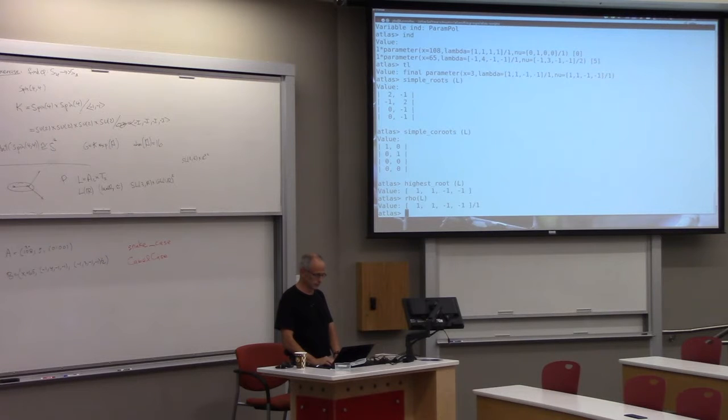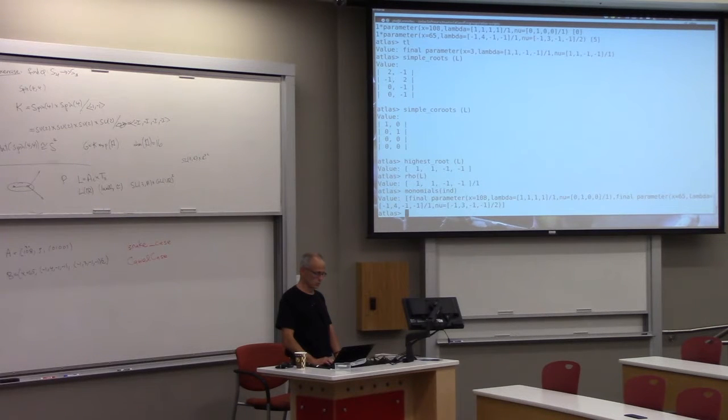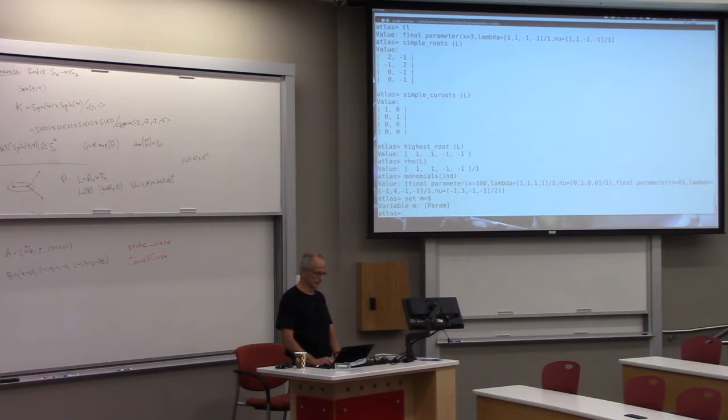So let's set M equal to the monomials, just for a different style. Set M equals, okay, do this, and then set M equals dollar. It's just a different way of obtaining the same result, but it has a certain advantage.